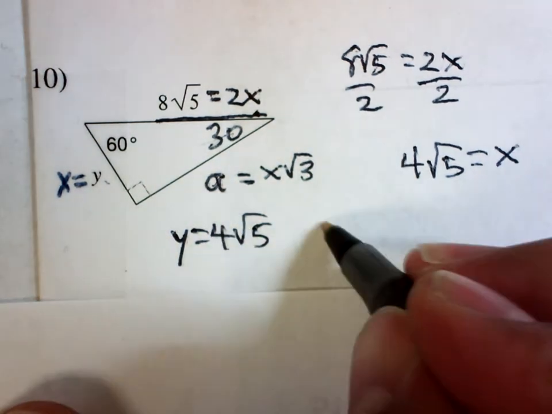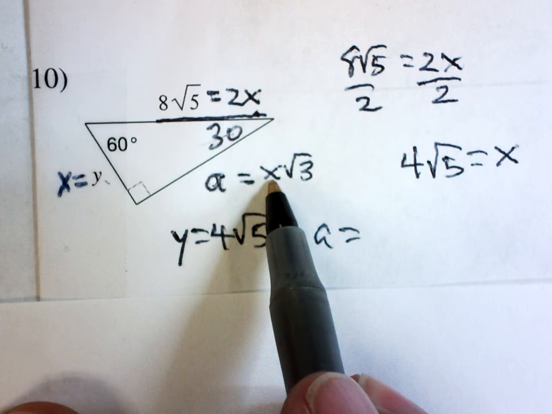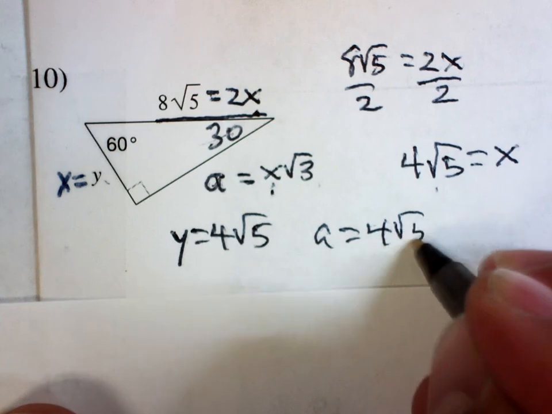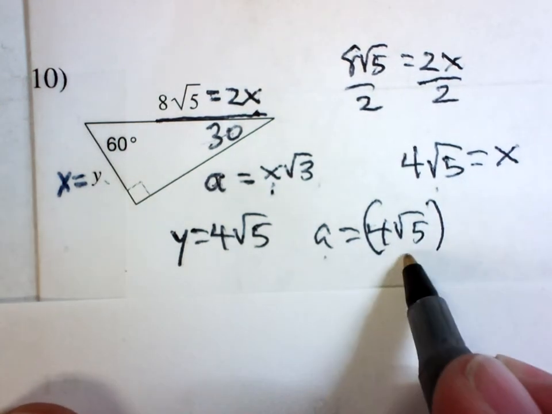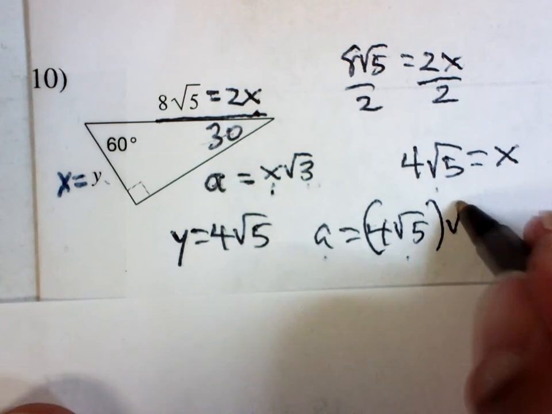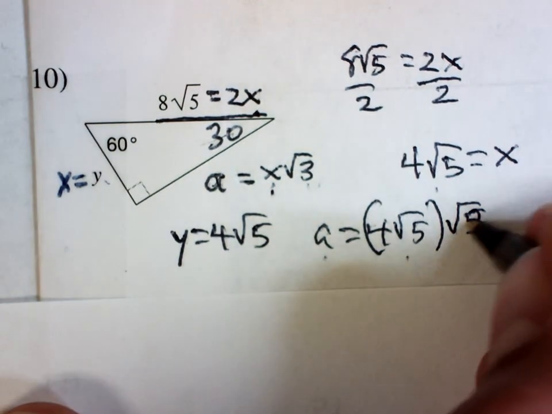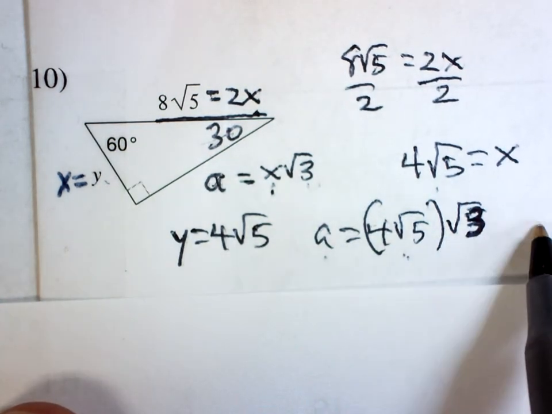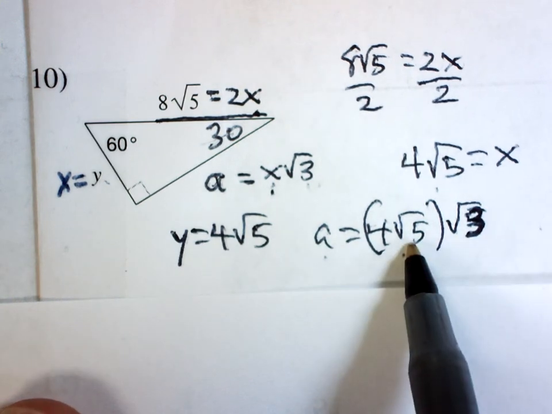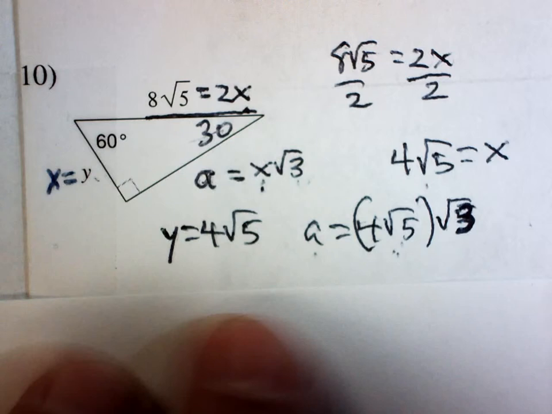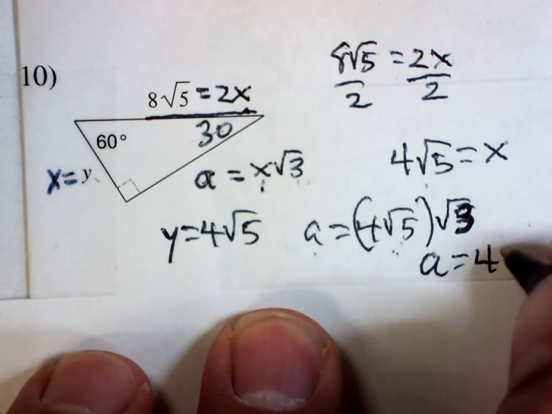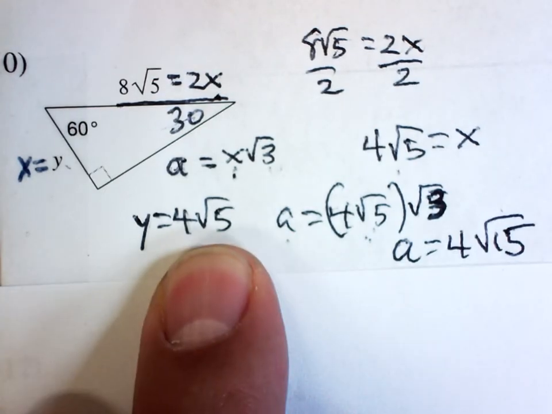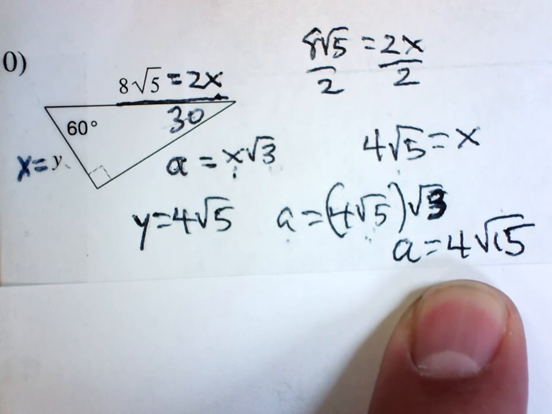This tells us that a equals x times root 3. Well, what is x? We just found it. It's 4 root 5. So a equals x times root 3. So the x is 4 root 5, and I have to multiply that times root 3. Well, the 5 is inside the radical box, so was the 3. I can multiply those together. So the a equals 4 times root 15. So the y we got to be 4 root 5, and the a we got to be 4 root 15. That's all there is to these.